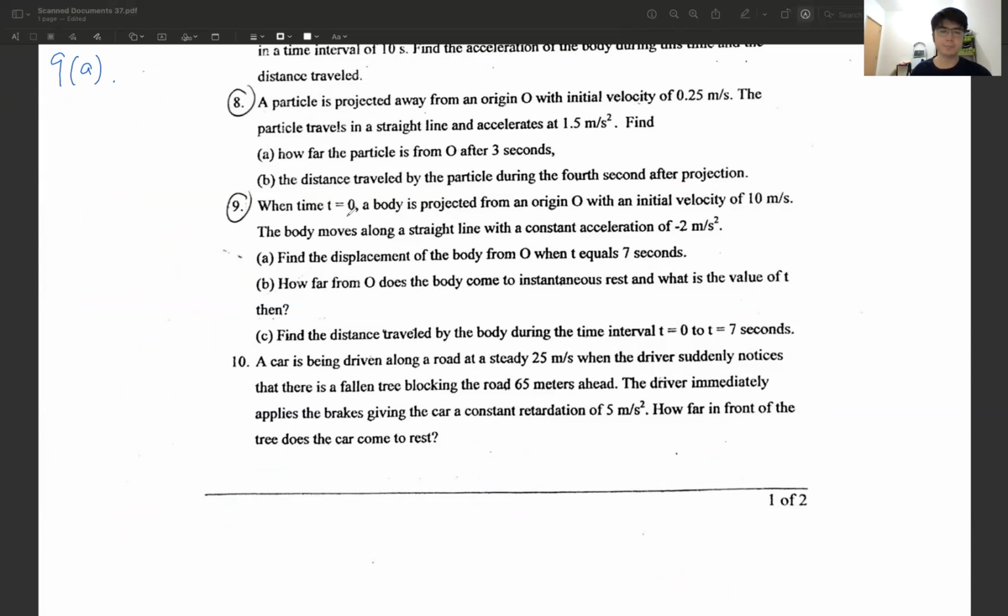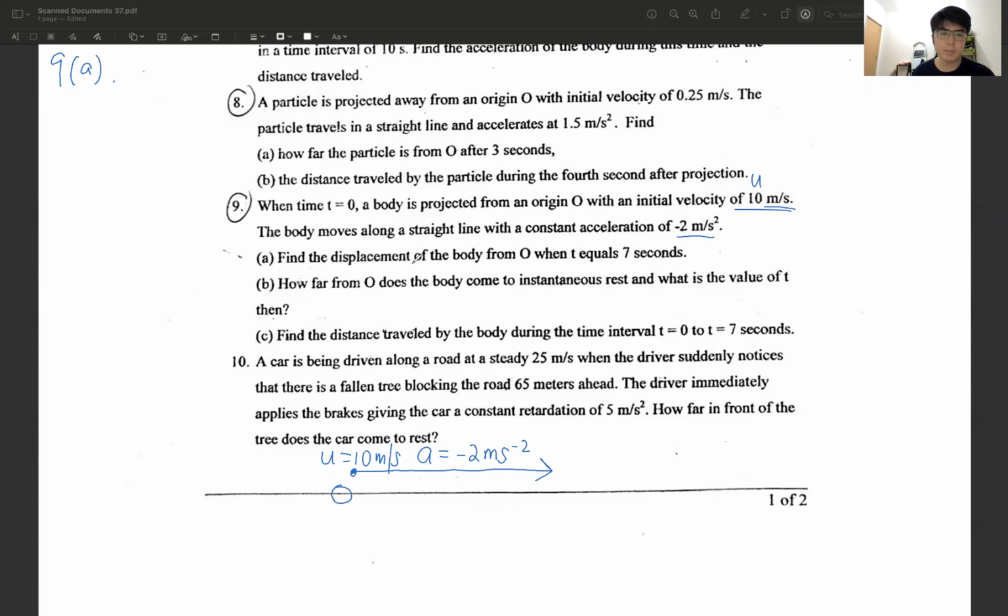When time equals 0, the body is projected from origin O with initial velocity 10, u. The body moves along a straight line with a constant acceleration of -2. Okay, let's draw it out. It starts from the origin and then starts moving here. What is the acceleration? -2. So you can say that it is slowing down, because it is deceleration. So u is 10.